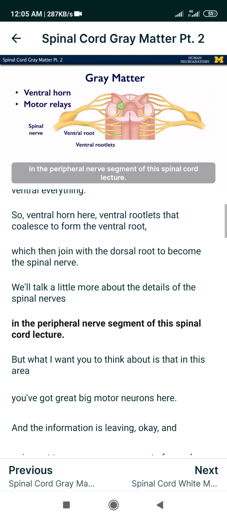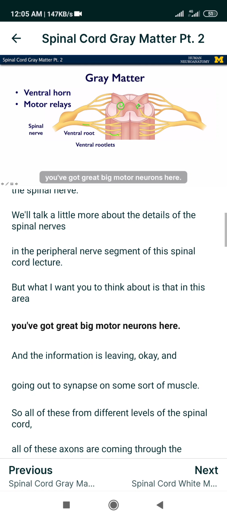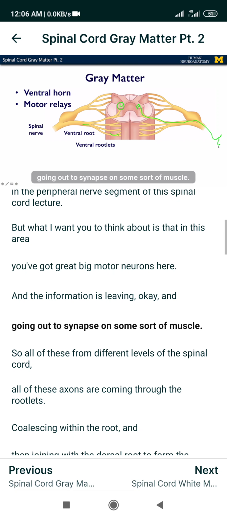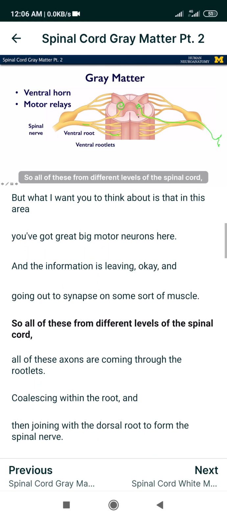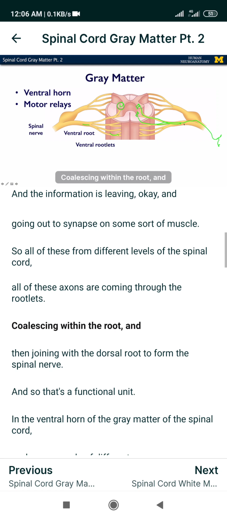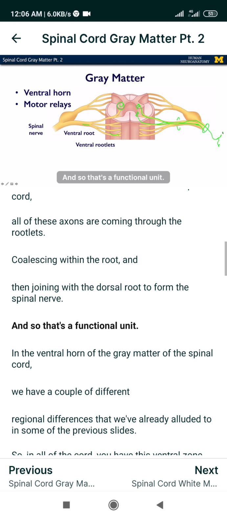We'll talk a little more about the details of the spinal nerves in the peripheral nerves segment of this spinal cord lecture. But what I want you to think about is that in this area, you've got great big motor neurons here, and the information is leaving and going out to synapse on some sort of muscle. So all of these axons from different levels of the spinal cord are coming through the rootlets, coalescing within the root, and then joining with the dorsal root to form the spinal nerve. And so that's a functional unit.